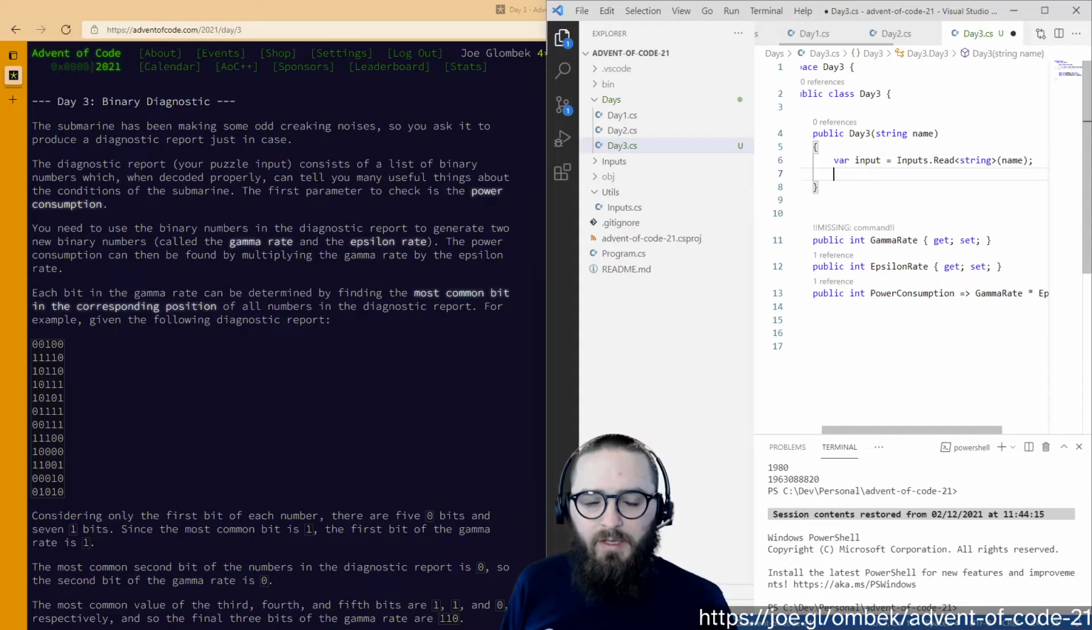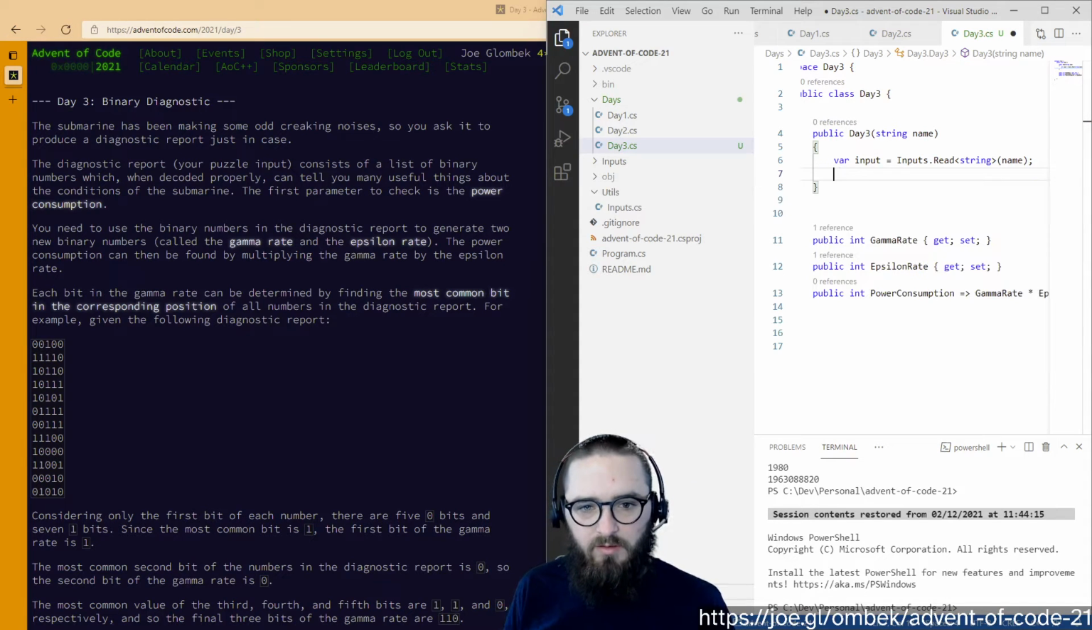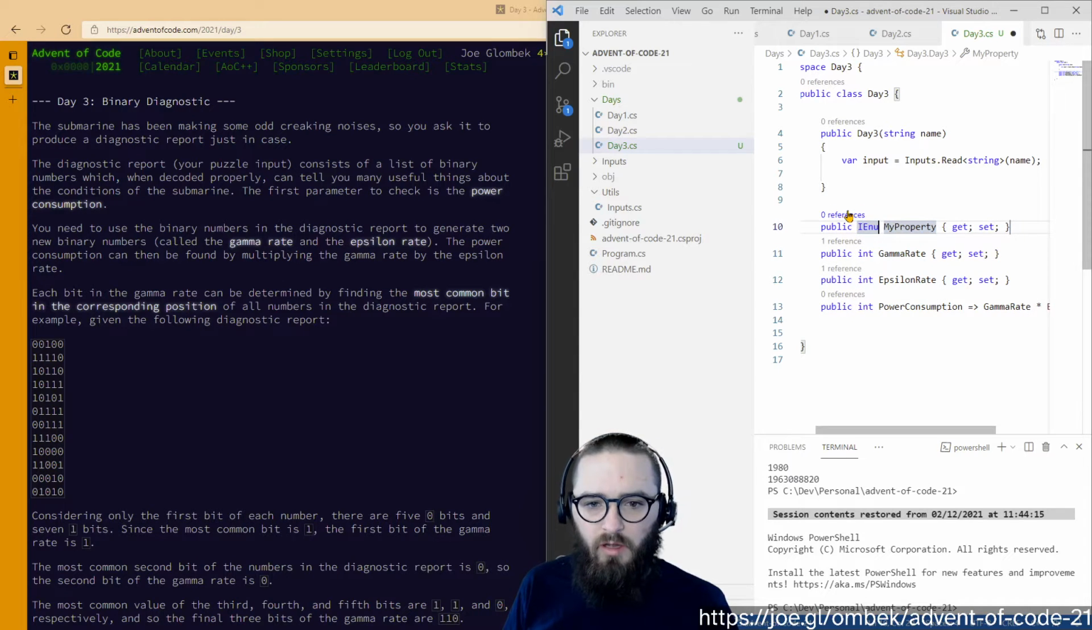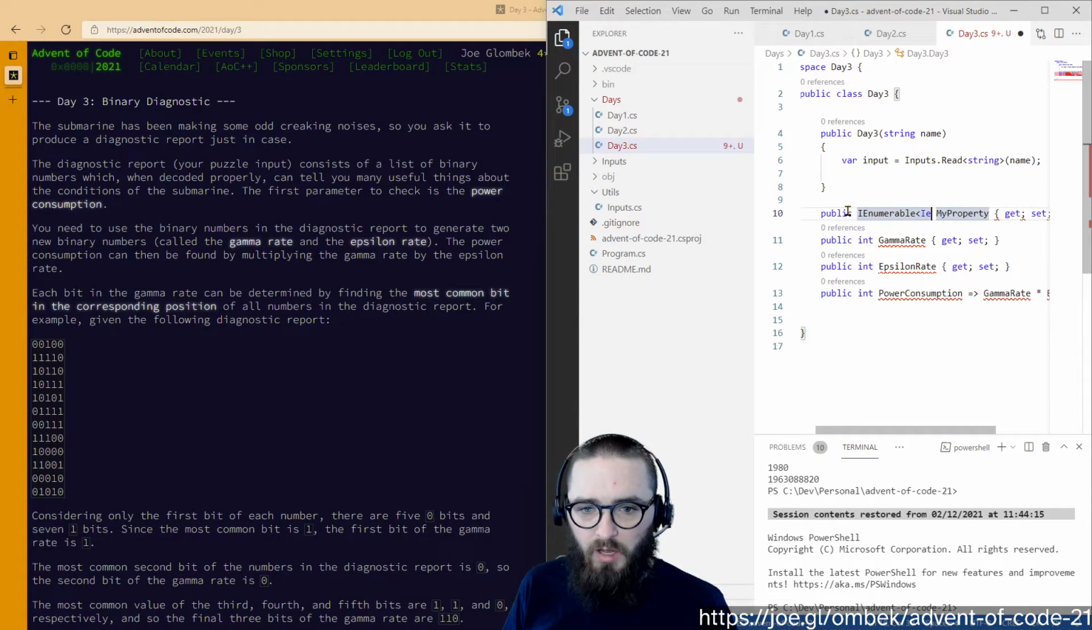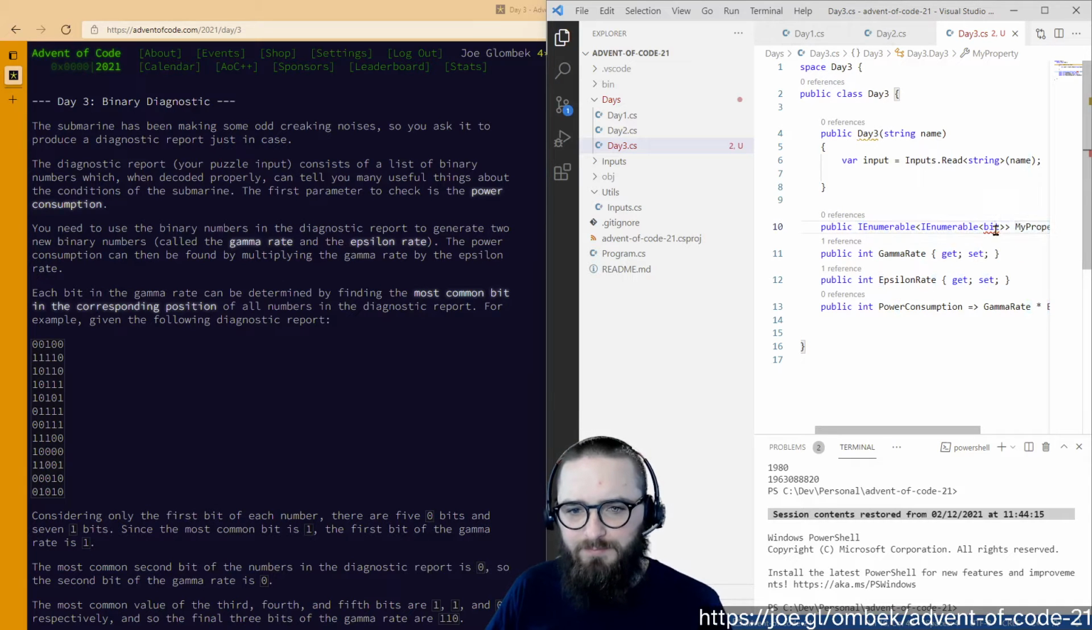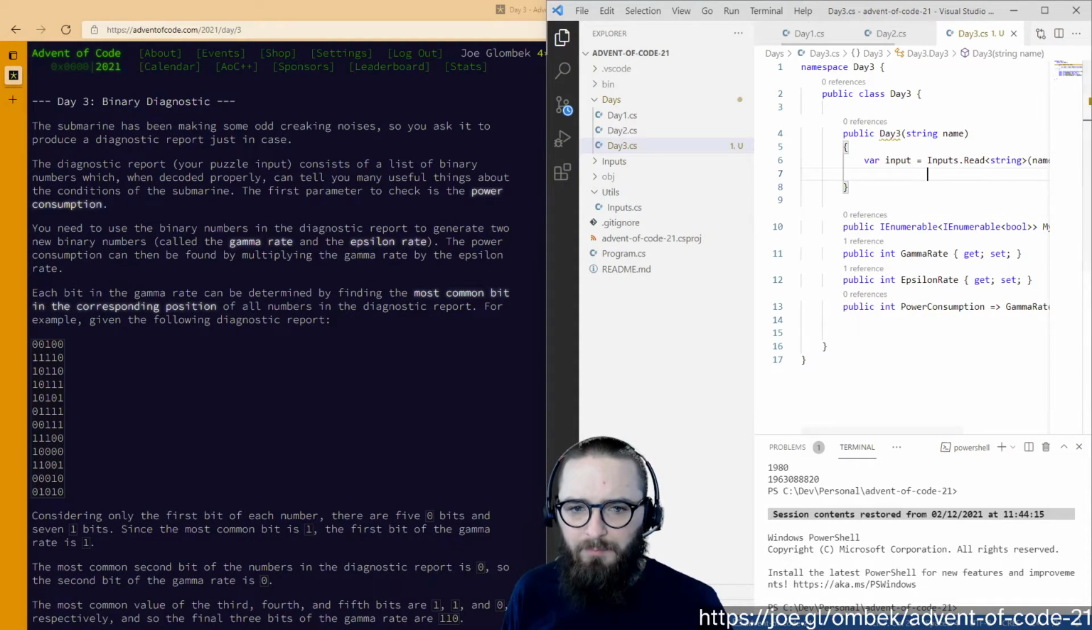I remember. Then what I'm going to do is, this is going to be an IEnumerable of bit. Can I use bits? I have to use booleans. Sure, let's use boolean.